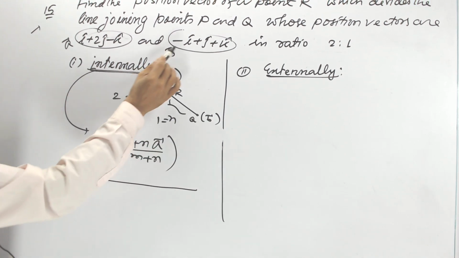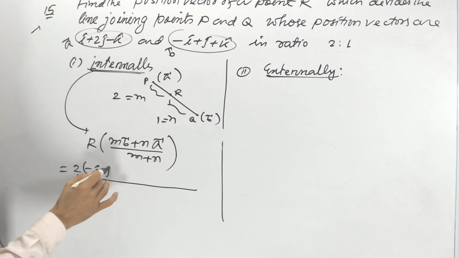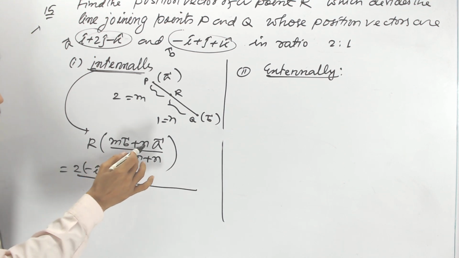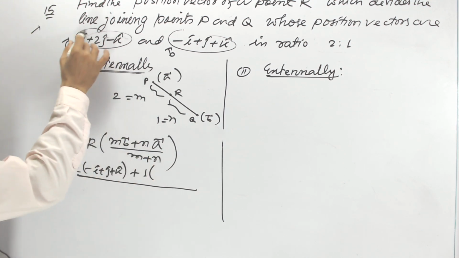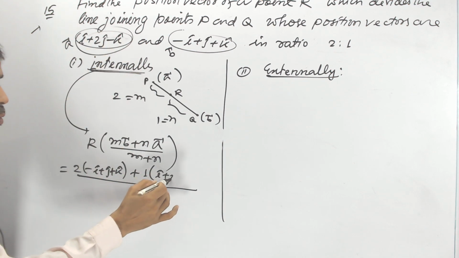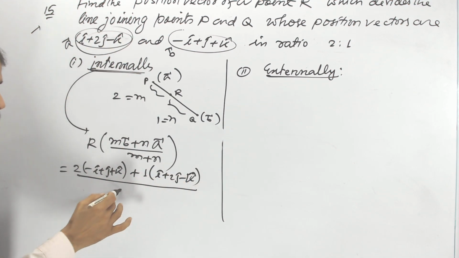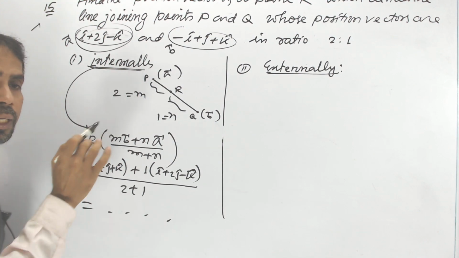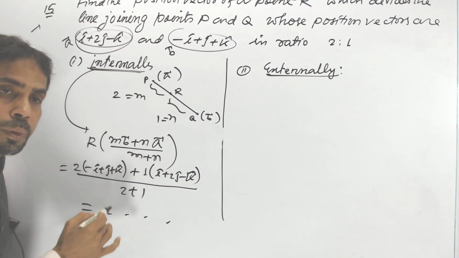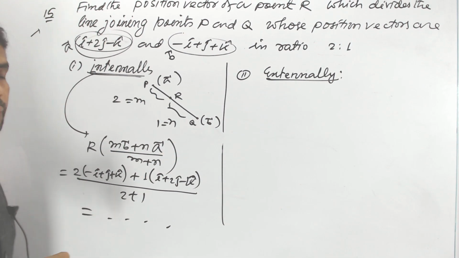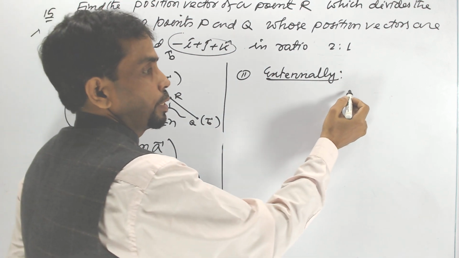B vector is given here, minus i plus j plus k, plus n. The n value is here, 1 into a. A is this vector, i plus 2j minus k, divided by m plus n, which is 2 plus 1. We can simplify and get the R. Whatever we get is the position vector of the point R. It is for internally. Now externally, exactly the same way.